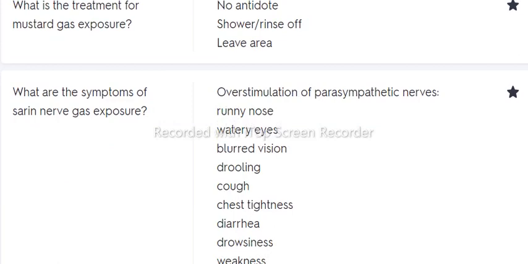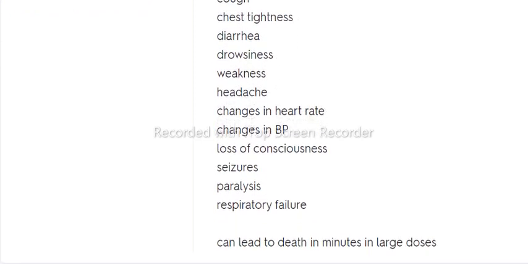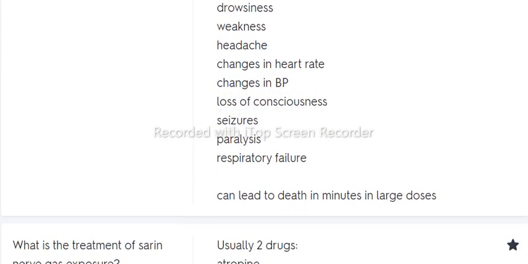What is the treatment for mustard gas exposure? No antidote, shower, rinse off, leave area. What are the symptoms of sarin nerve gas exposure? Overstimulation of parasympathetic nerves, runny nose, watery eyes, blurred vision, drooling, cough, chest tightness, diarrhea, drowsiness, weakness, headache, changes in heart rate, changes in BP, loss of consciousness, seizures, paralysis, respiratory failure can lead to death in minutes in large doses.